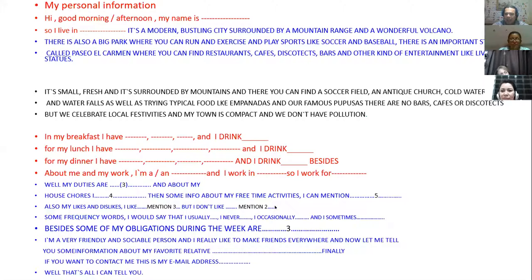Personal information. At the same time that you're telling your personal information, you're going to be describing your city. Blue information and also black information, two descriptions about a city. If you live in the city, you tell the blue information. If you live out of the city, like countryside, you tell the black information. Okay, guys, so that's what we're going to do. The ones that were absent yesterday, take a picture.